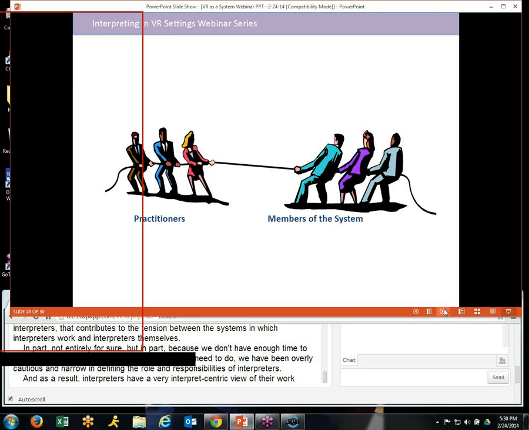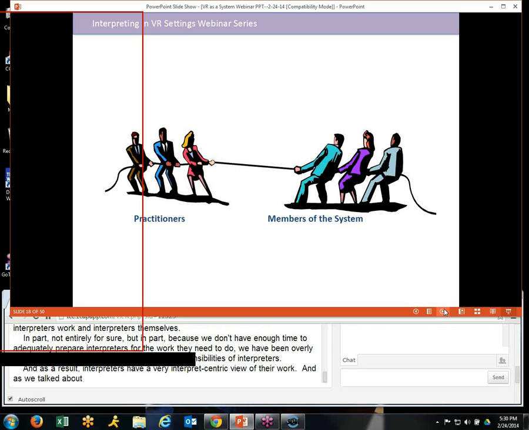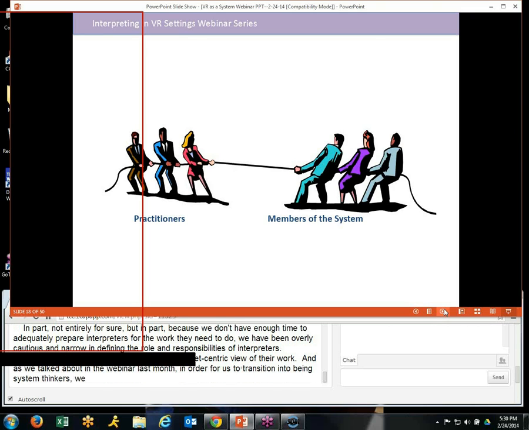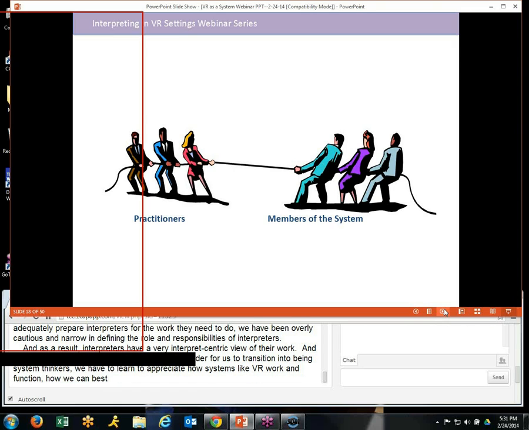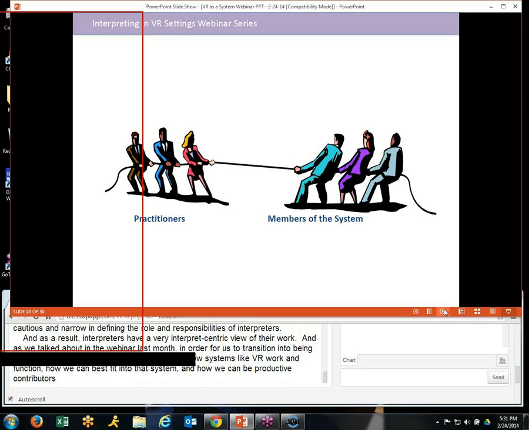And as we talked about in the webinar last month, in order for us to transition into being system thinkers, we have to learn to appreciate how systems like VR work and function, how we can best fit into that system, and how we can be productive contributors to the VR team or the system team.